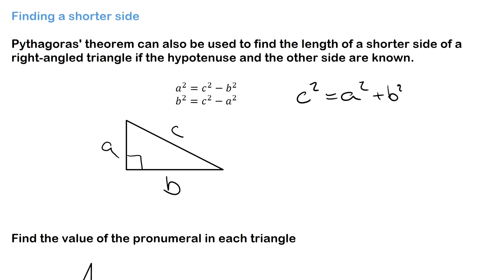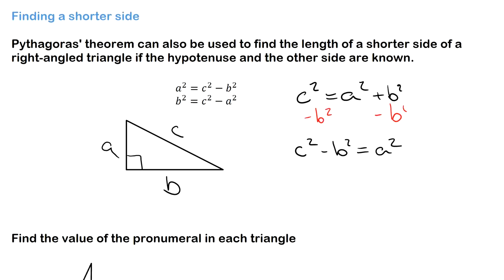Normally what we would do is go minus b squared on both sides, and we end up with a new equation: c squared minus b squared equals a squared, and that will let us find a. Now you'll notice that this is the formula up here. So knowing that, we can either find a or b. Remember, a and b don't really matter, so you only need to remember one of these formulas. I would like to go with a squared equals c squared minus b squared.